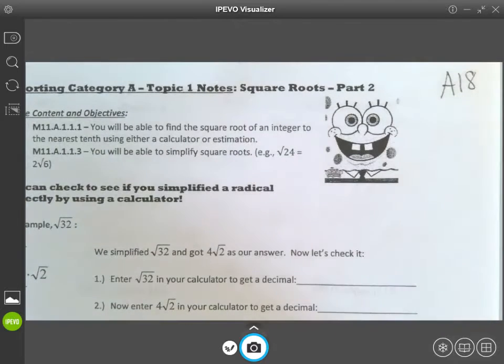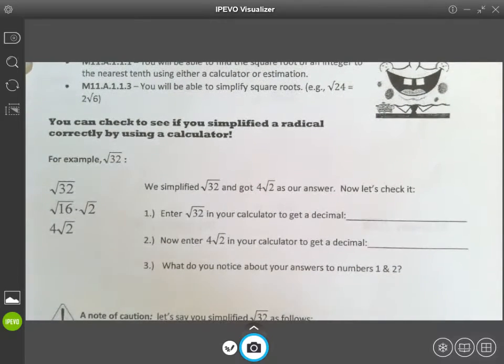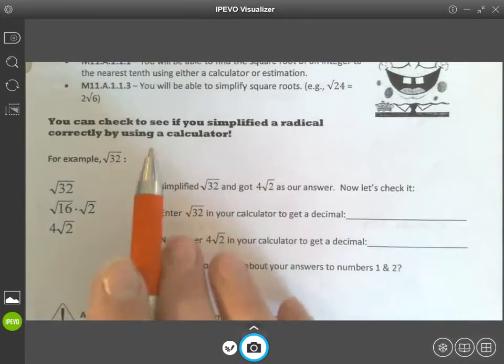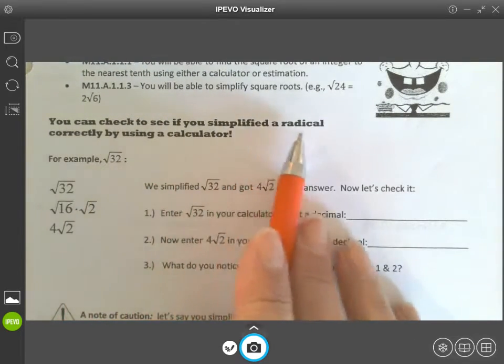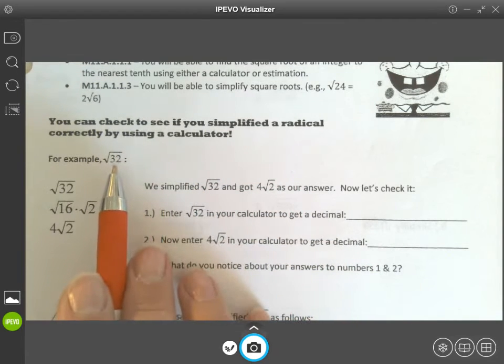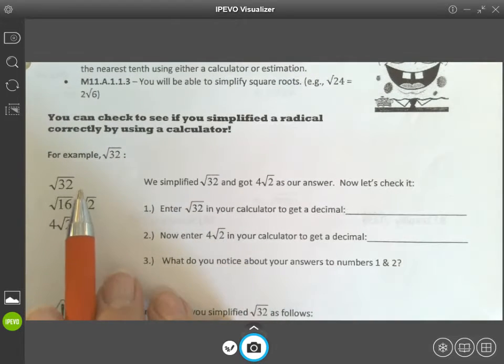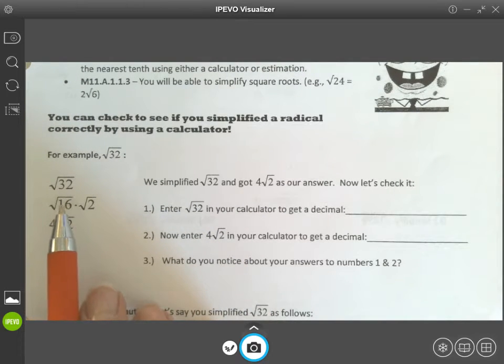All right, we're looking at worksheet A18 today, and we're doing the second part of talking about square roots. We talked about the last couple days breaking down radicals with the biggest perfect square. So you can check to see if you simplified a radical by correctly using the calculator. Here's the idea. We have the square root of 32. If we ask you for an exact answer, you're going to find the biggest perfect square, which would be 16.